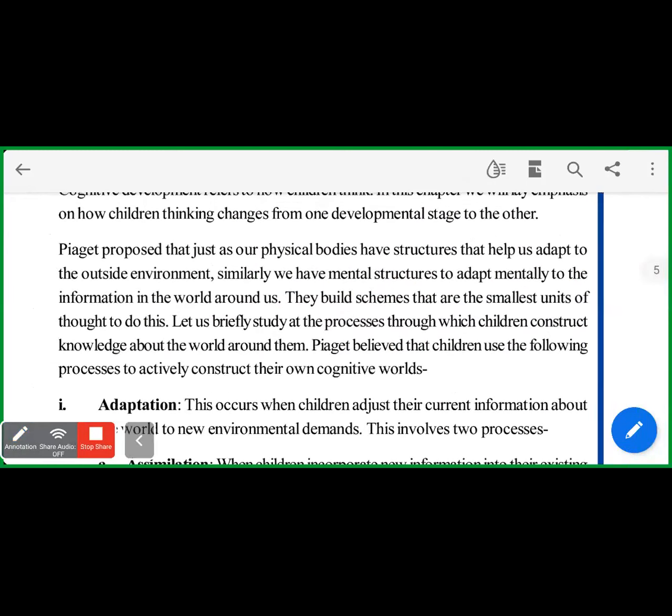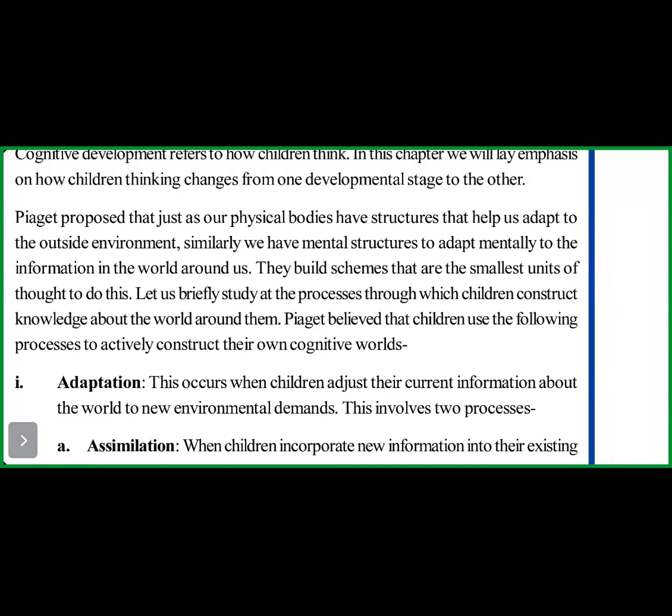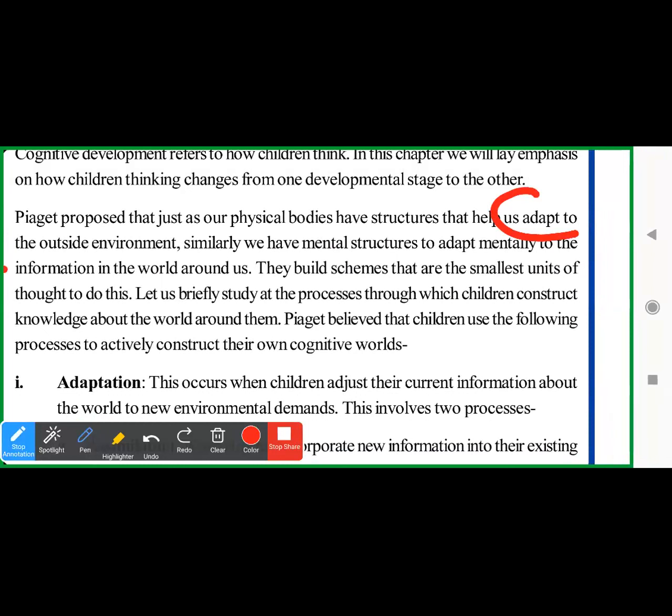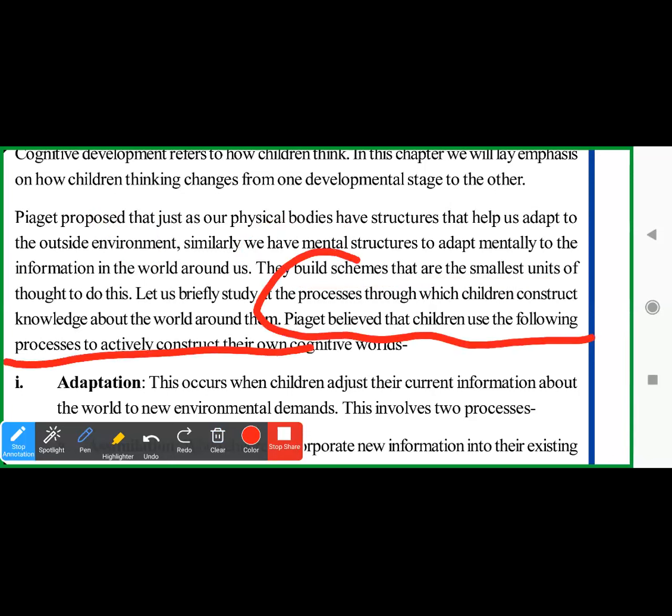Piaget proposed that just as our physical body has structures that help us adapt to the outside environment, similarly, we have mental structures to adapt mentally to the information in the world around us. How we look physically, we have body structure, we have bones, we have muscles. In the same way, mental processes are there. They build schemes, that are the smallest units of thought, to do this. Let us briefly study the processes through which children construct knowledge about the world around them. Piaget believed that children use the following processes to actively construct their own cognitive world.